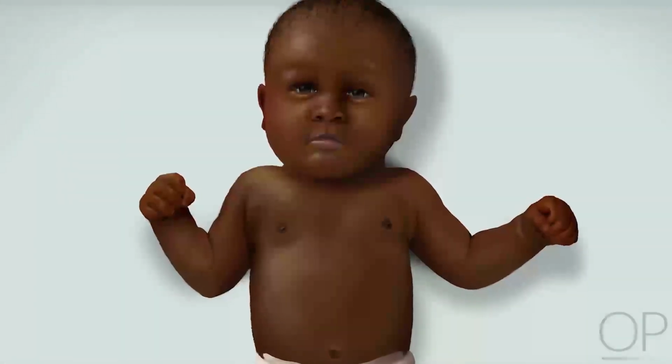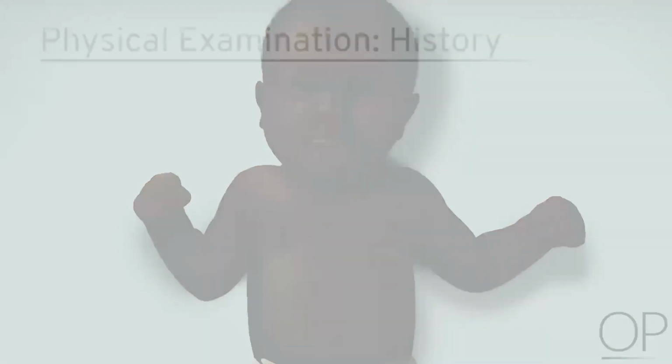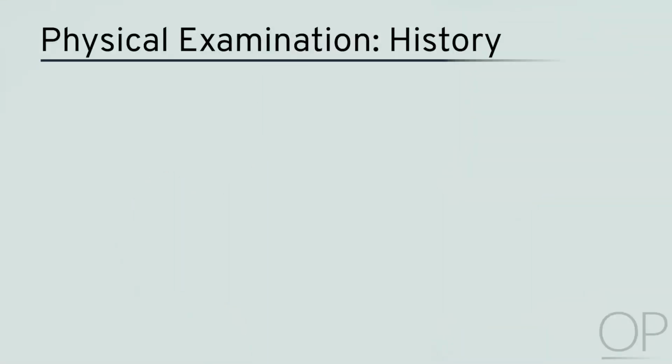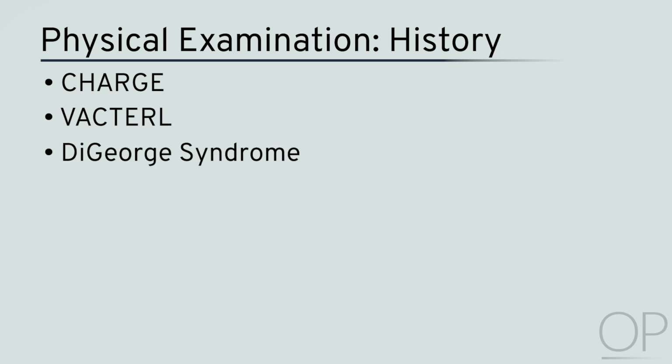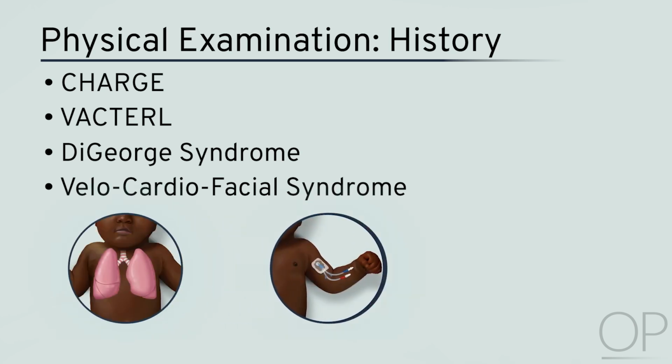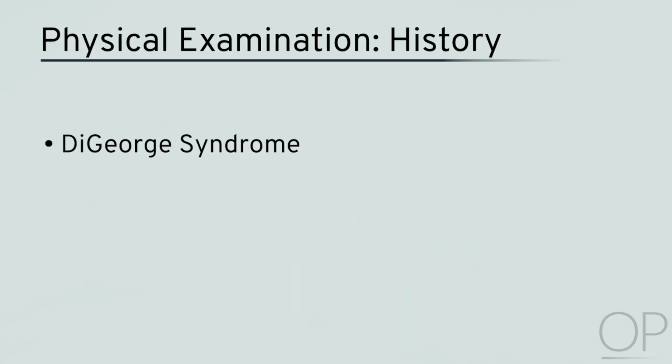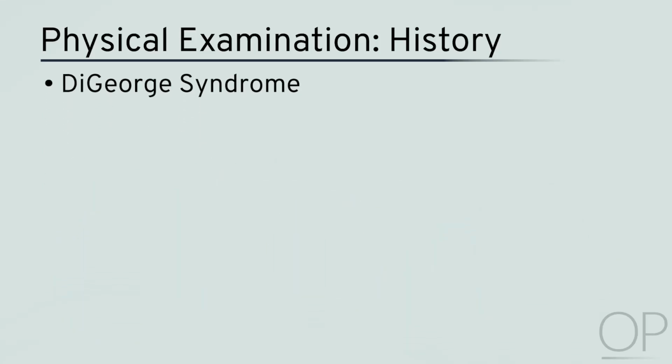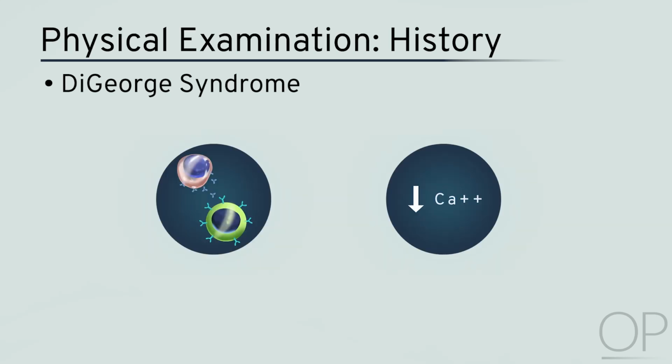Evaluation begins with a thorough history and physical examination. The patient's history should be carefully reviewed for the presence of coexisting syndromes or chromosomal anomalies like CHARGE, VACTERL, and 22q11.2 deletion syndromes, such as DiGeorge or velocardiofacial syndrome, which can have significant implications for the anesthetic management. Many syndromes are associated with airway abnormalities, difficult vascular access, or metabolic problems. For example, DiGeorge syndrome, frequently seen in patients with tetralogy of Fallot, predisposes to immunodeficiency and hypocalcemia.